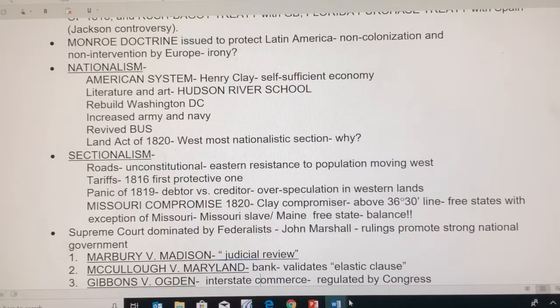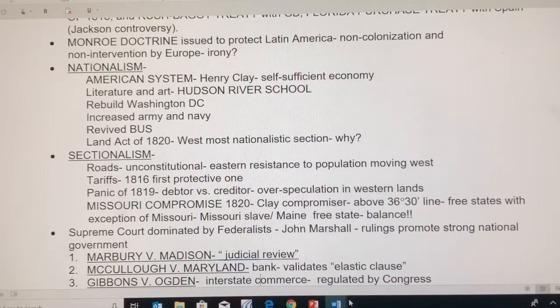This whole idea that we're going to establish a precedent for westward expansion, that 36°30′, anything above that is free, anything below that is slave. And we're going to maintain this balance that as one slave state comes in, one free state will come in. So at this time in the Missouri Compromise, Missouri comes in as a slave state, and Maine comes in as a free state. And we're going to keep this sectional balance.